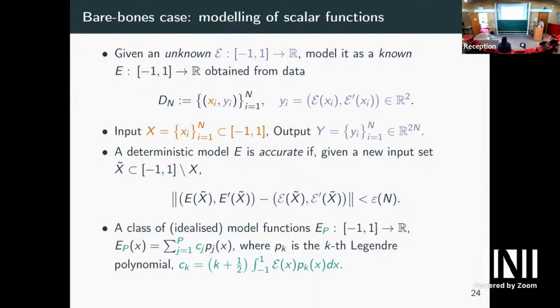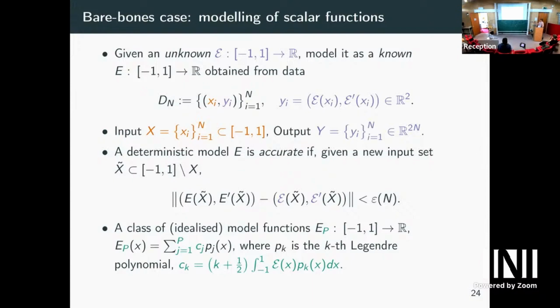At this level of description, if you would have a deterministic model, let's say that's our working definition, it's accurate if, when you train on this data and then you have some other points in the domain, in some norm, your model function and its derivative compared to the true function will be less than epsilon, which decreases with n, where n is the number of data points. So the idea is that this would go to 0 when n goes to infinity.